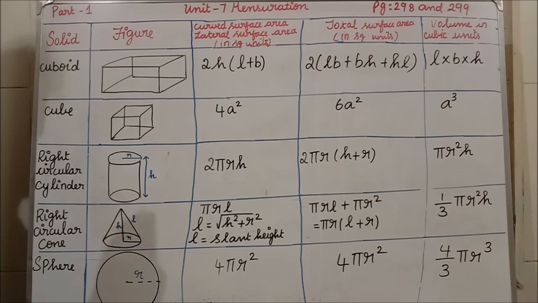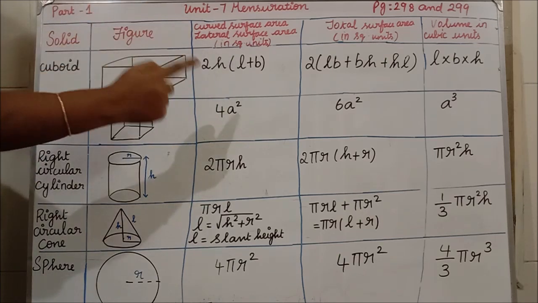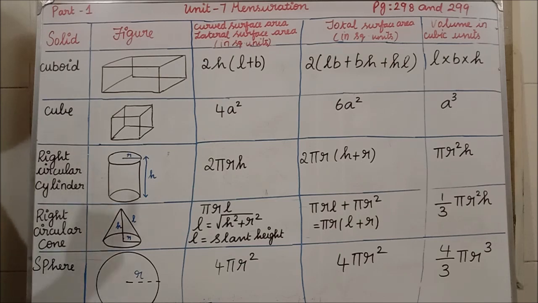Volume in cubic units. Volume of the cuboid is equal to L into B into H. Volume of the cuboid is what? L into B into H. Clear? Next, we are going to see about cube. Curved surface area of the cube is 4a square. Total surface area of the cube is 6a square. Clear? Volume of the cube is a cube.